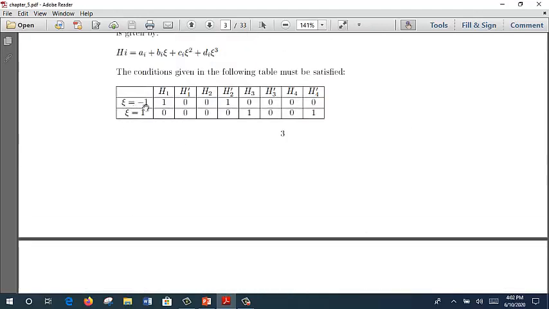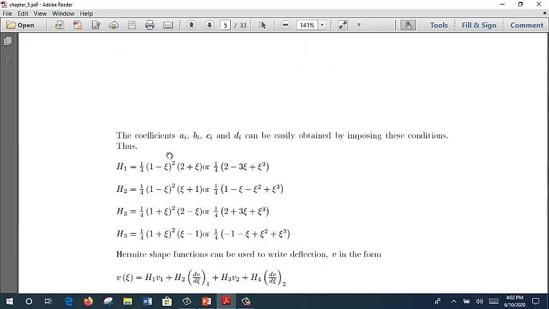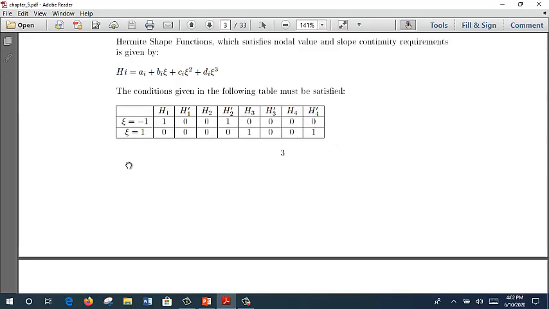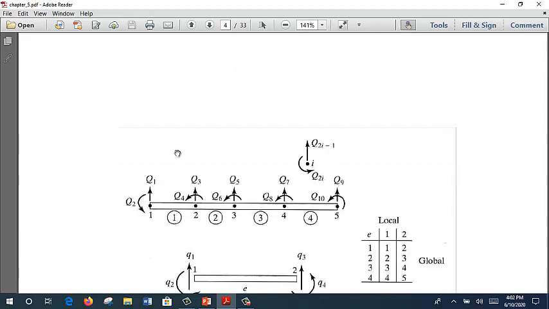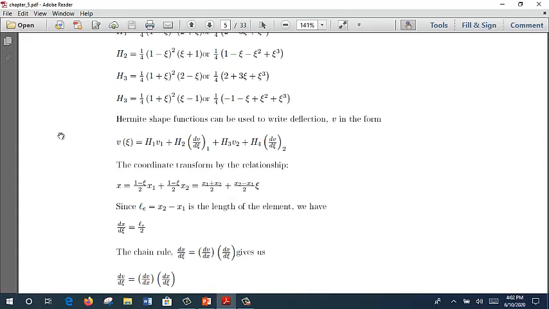When you consider phi equal to -1 for H1, and you substitute phi equal to 0 here, you will get H1 equal to 1. You can try it at home and see how it will be calculated.